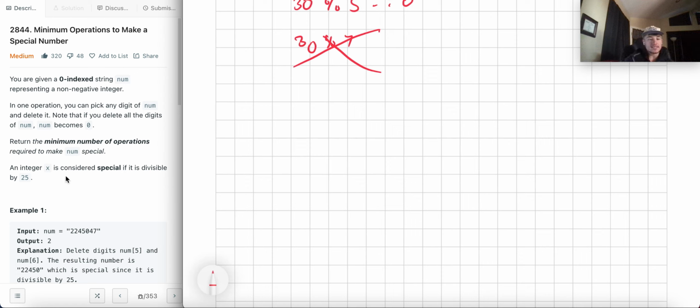So x is special if it's divisible by 25. What that means is when I divide this number x by 25, the remainder is 0. Okay? So what are those answers? Well, let's just think about a sum. What's 50? 50 divided by 25 is 2, so it's a whole number. So 50 is divisible by 25. It equals 0 when you do the remainder.